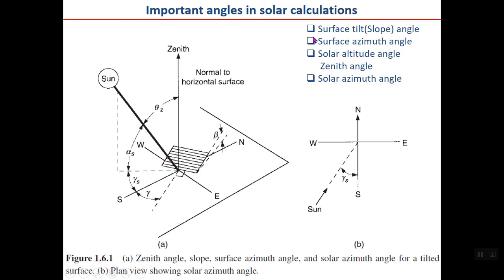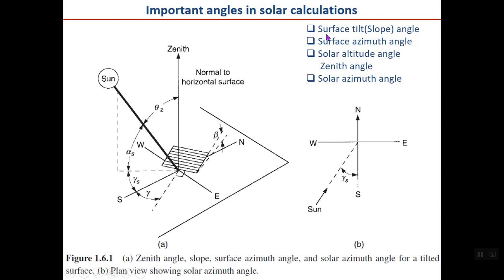The 2 angles which are needed to describe the position of the surface are named as solar surface tilt or slope angle and surface azimuth angle. And the 2 angles which are used to describe the sun position are solar altitude angle, or you may use zenith angle, and solar azimuth angle. So you have solar azimuth angle, surface azimuth angle, surface tilt, and solar altitude angle.